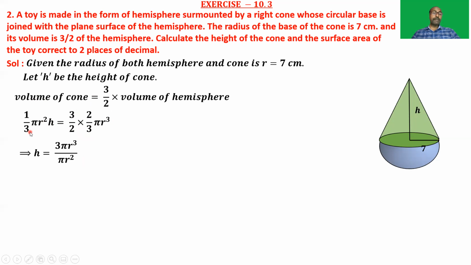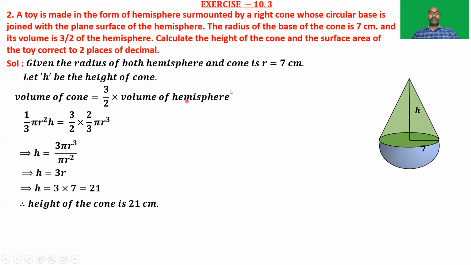By transposing the 3 and pi r square to the right side, we get h is equal to 3 pi r cube by pi r square. And we can divide pi in both numerator and denominator, and also we can cancel 2 r's in numerator and denominator. Then we are left with 3r in numerator, so that h is equal to 3r. But it's given that the radius is 7 centimeter, so the height is equal to 3 into 7, which is equal to 21 centimeter. So the height of the cone is 21 centimeter.